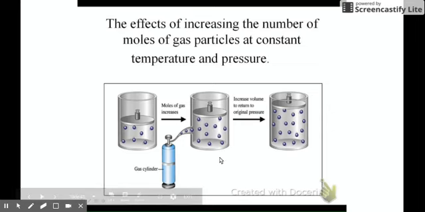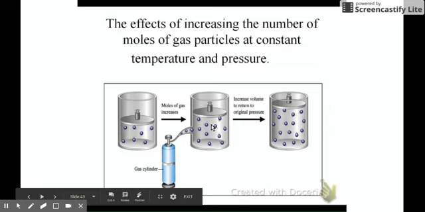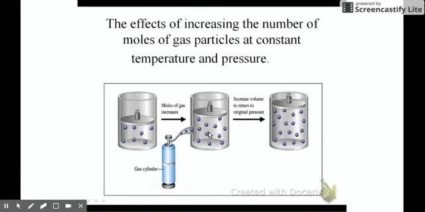So in this diagram, it tells us that if you are pumping molecules to a certain container, when you increase the number of particles in an expandable container, you would expect that at constant temperature and pressure, the more molecules there are, that means the more space they're going to occupy. So you would increase the volume of the container.